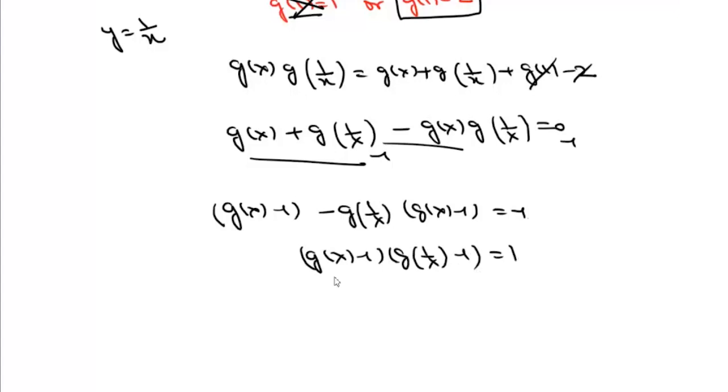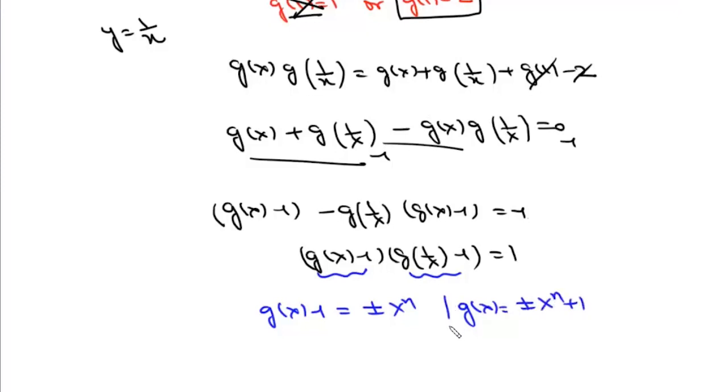Now it is given that g(x) is a polynomial, and g(x) − 1 should cancel for all values of x. So that means this g(x) − 1 should be of the form plus or minus x to the power n. So from here we get g(x) as plus or minus x^n plus 1. Now here we must decide if it is plus sign or minus sign, because it cannot be both. Then in that case, this g(x) wouldn't be a function. That is given that g(2) is 5.